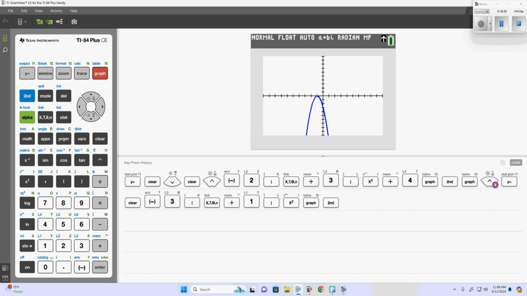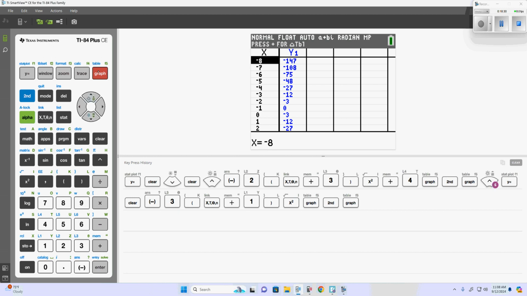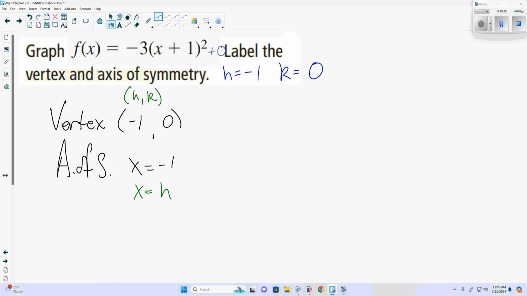If we go second graph, it'll bring up the table. Now we said the vertex was -1, 0, yes? If you go 1 point to either side, do we get the same y? Well, yeah, it's -3 and -3. And it should mirror out from there if that is indeed the vertex. The only time this won't work as easily is if the vertex has an x value like -1.5. It'll still mirror across it, but it's just an equal distance. Questions on how we got this here?